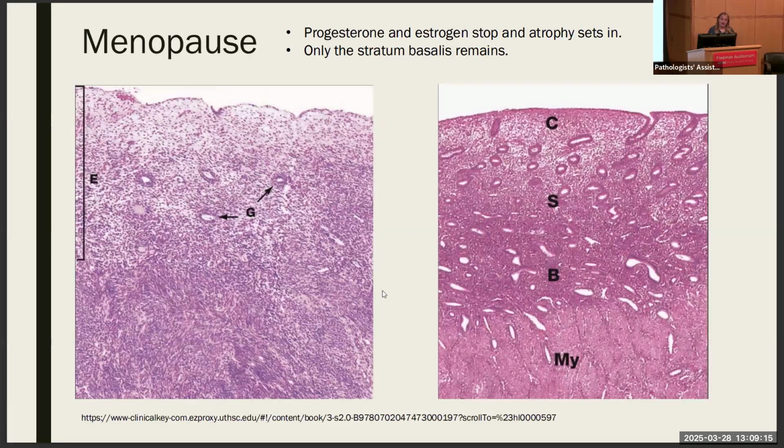So here we have a photograph of an endometrium that is menopausal, and we can see that we're reduced to the stratum basalis. Those two functional layers are now gone, and we don't really have many glands left. And here, for reference, we have a premenopausal endometrium. So this kind of lets you know the ground that these neoplasms are arising in. And this is due to progesterone and estrogen stopping from the ovaries.